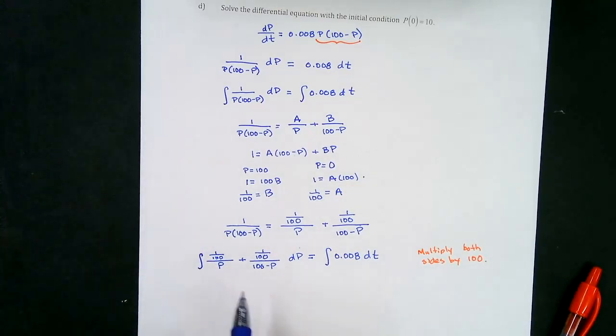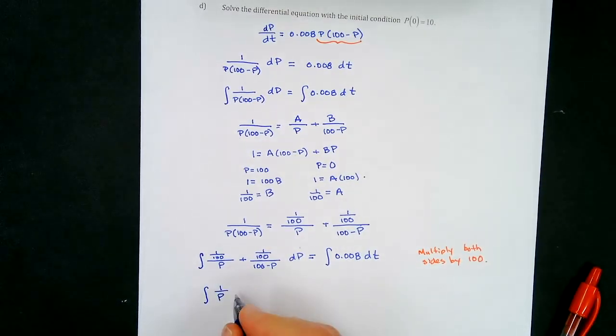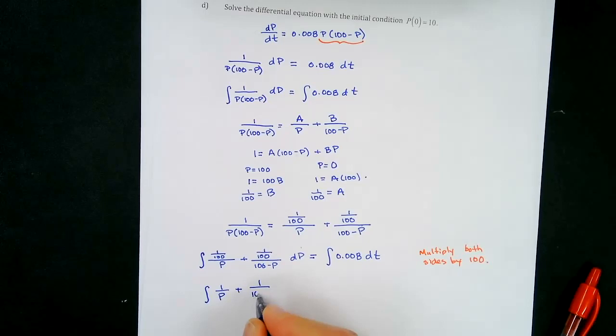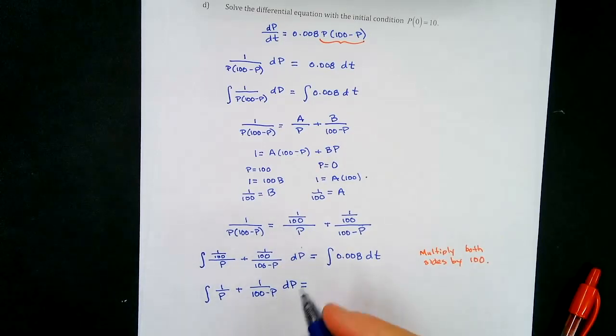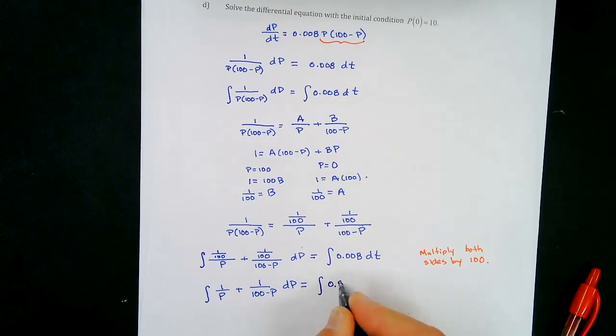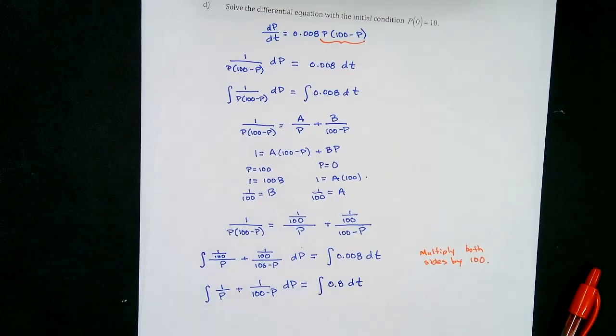Okay, so if I multiply this outside by 100, that means I would have to distribute it, which makes this become 1 and this become 1. So this would be the integral of 1 over p plus 1 over 100 minus p dp is equal to, and if I multiply this by 100, okay, this is 8 thousandths. So then if we multiply that by 100, we get the integral of 0.8 dt. And this is a bigger number to work with.